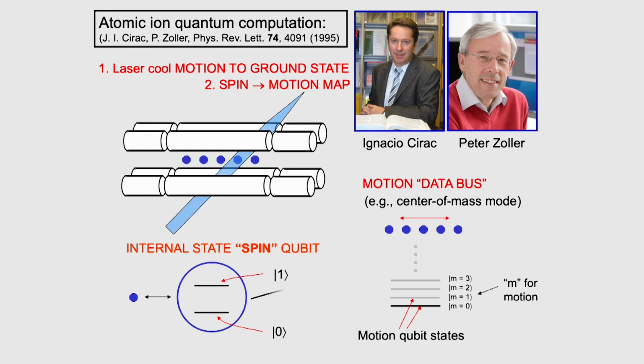And then what we can do, I won't go through the details here, is map the superposition that existed in this qubit on the lower left onto one of the motional modes. So we map that superposition into a superposition of the m equals zero and m equals one motional states. If we think about this center of mass mode, we're all oscillating back and forth together. What's nice about that is that the motional mode is seen by all of the ions in our register.